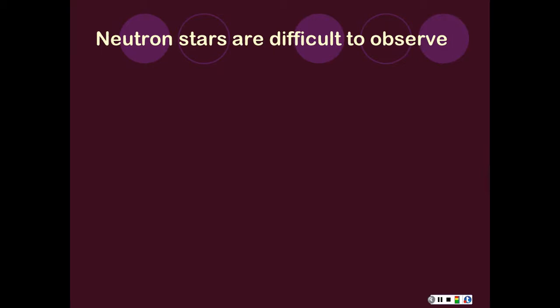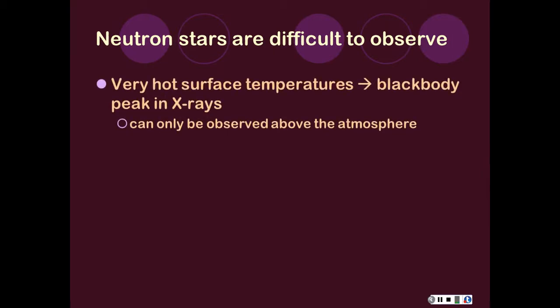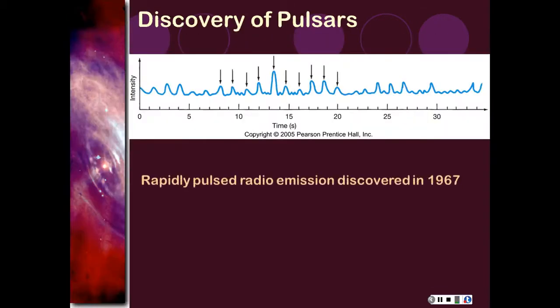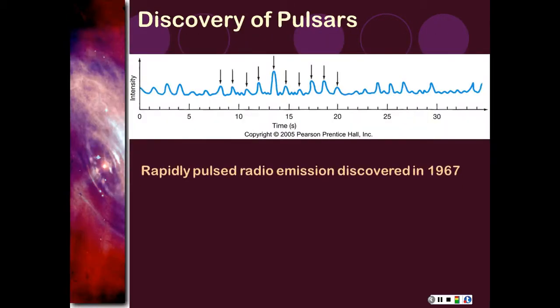But this means they're very difficult to observe. First of all, they are very, very hot. They're peaking in X-rays. That's where Wien's law would put the peak of the black body. But we can't observe X-rays from below the atmosphere. We have to be above the atmosphere. And even then, they're very, very small. And so we would not see them very easily just because the surface area is so small that they are very faint.